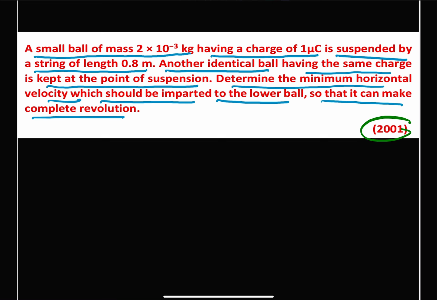So we are given, let's draw its basic figure. Let us suppose this is a center, and this is a string, and a horizontal velocity is imparted at the lowest point. Let us suppose that is our U, and we want that it should make a complete revolution. So let us suppose it makes a revolution something like this.